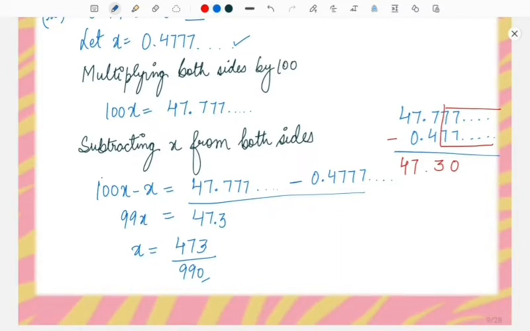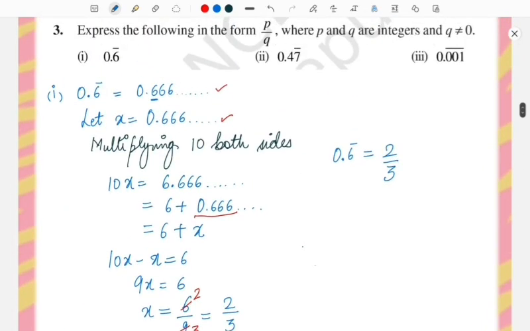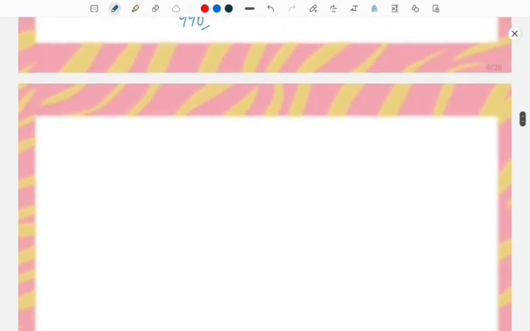Moving to the third part, we have, what do we have as third part? 0.001 bar. Third part we have here is x, I'm sorry for this, 0.001 bar. Again, bar सारे डिजिट्स पर है after the decimal point. So this would be case 1. हम इसे case 1 की तरह सॉल्व कर सकते हैं. Let x be equal to 0.001 bar.